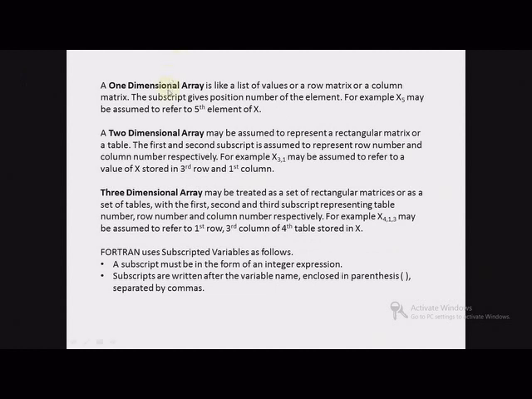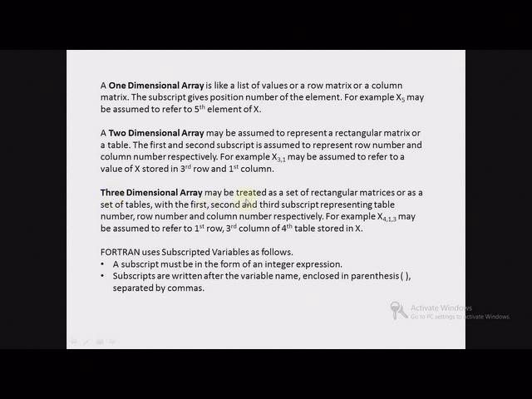So there are different types of arrays depending upon how many subscripts those arrays have. A one-dimensional array is like a list of values or a row matrix or a column matrix. A one-dimensional array has only one subscript. A two-dimensional array is like a rectangular matrix or a table of values. The first subscript is assumed to represent a row number, and the second subscript refers to the column number. For example, x31, here 3 is the row number and 1 is the column number.